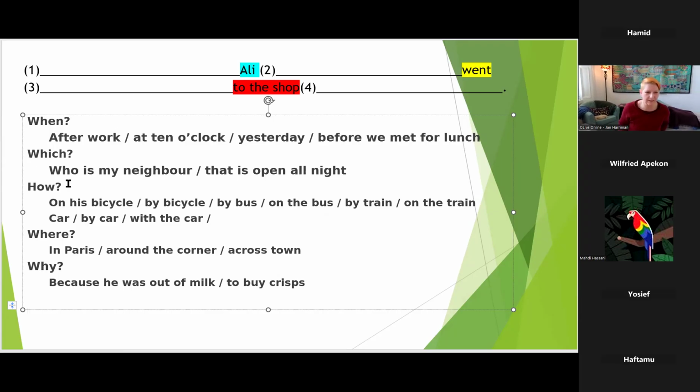So we've got lots of answers to which. You could be describing the shop. You could be describing Ali. How did he go? Where did he go? Why did he go? Can you see how to put these together? Okay. Somebody choose a when then. We'll do this all together.